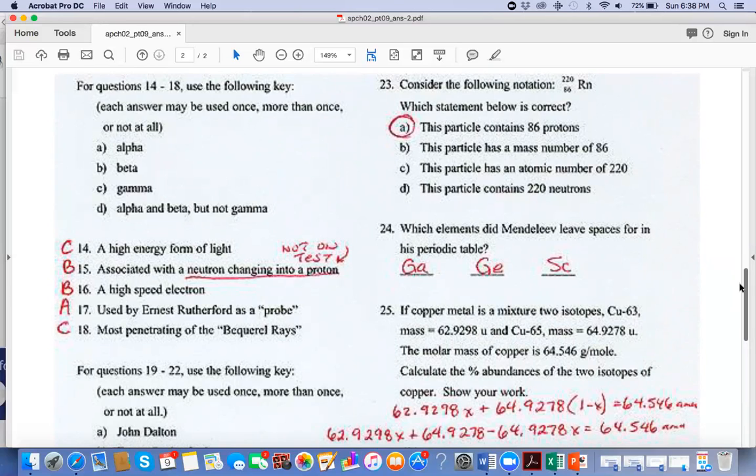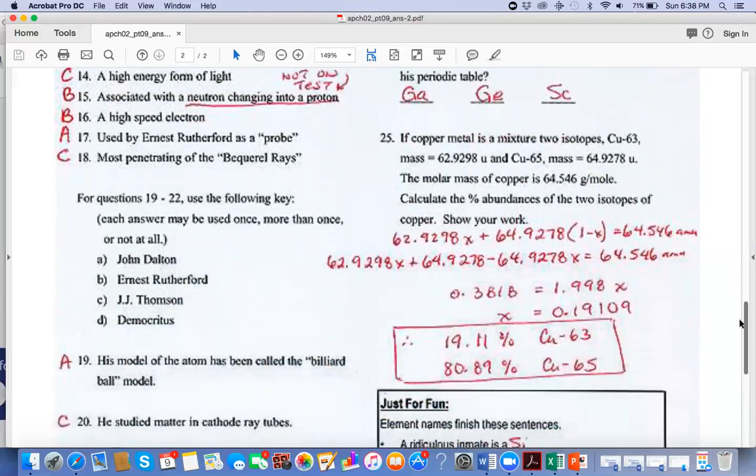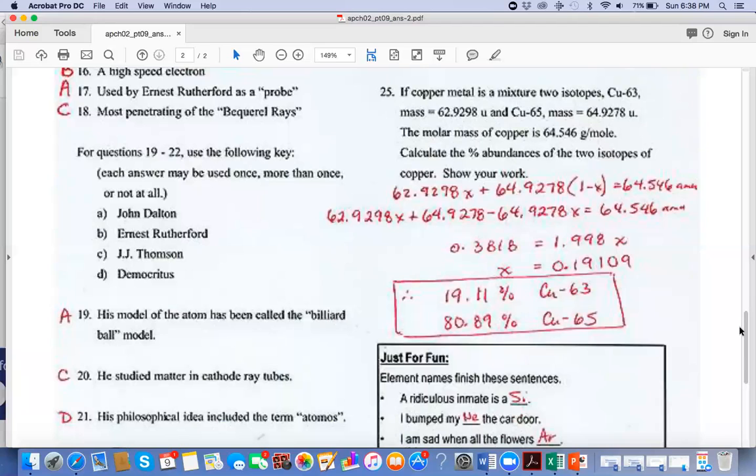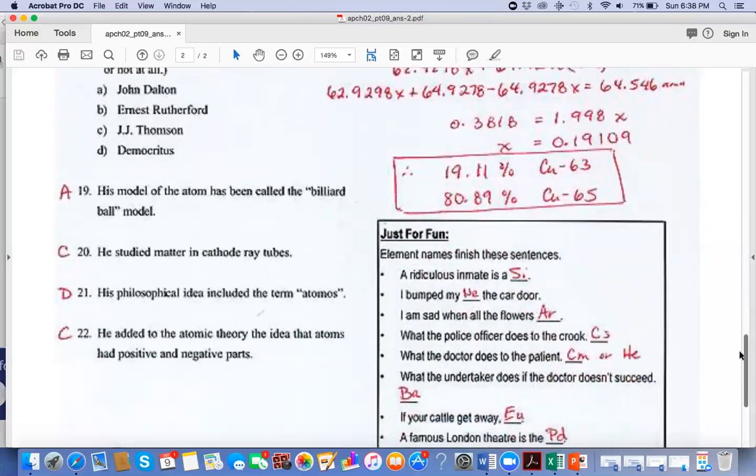Which elements did Mendeleev leave spaces for in his periodic table? Ga, Ge, and Sc. If copper metal is a mixture of 2 isotopes, the molar mass of copper is 64.546 grams per mole. Calculate the percent abundances of the 2 isotopes. Show your work. So here, these are our respective masses, and X, and 1 minus X. That gives us our total molar mass. And then we can solve for X as the unknown, and that gives us the relative percentages.